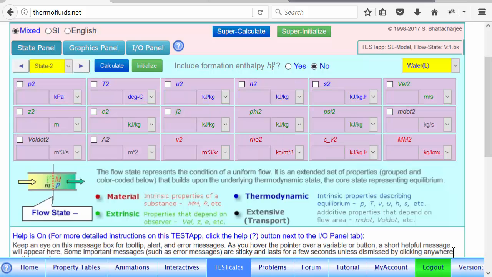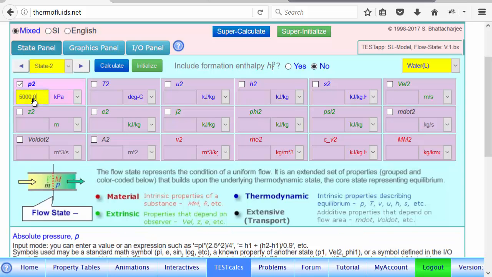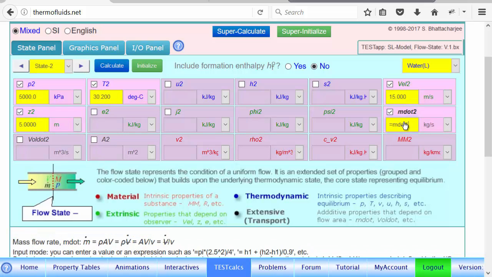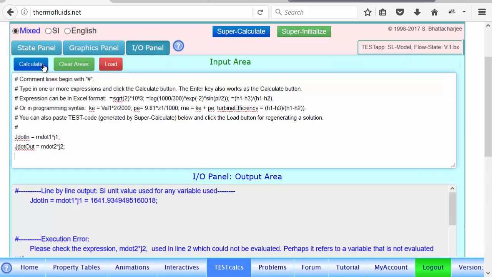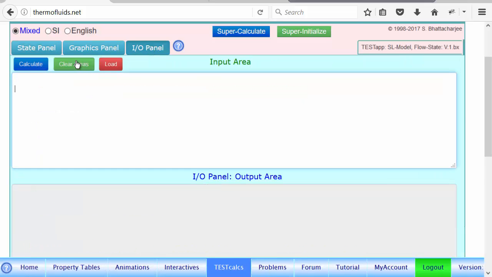Okay, for state 2, what is known is the pressure is given as 5,000 kPa, temperature is given as 30.2, velocity is given as 15. I've already typed that in, that's why it looks so fast. And z is 5 meter. Also, we know that m dot 2 equals m dot 1. Now if you do a calculate, we should be able to find the state. And then we go to the I/O panel. Let's clear this I/O panel.